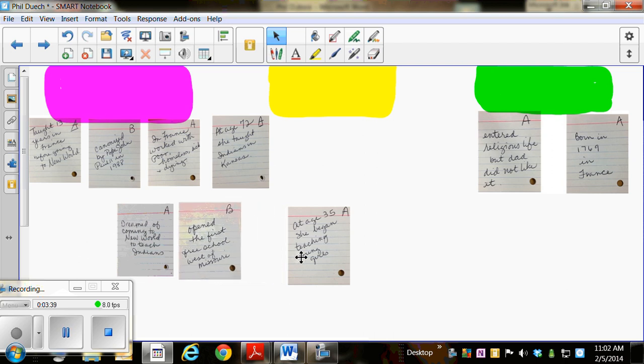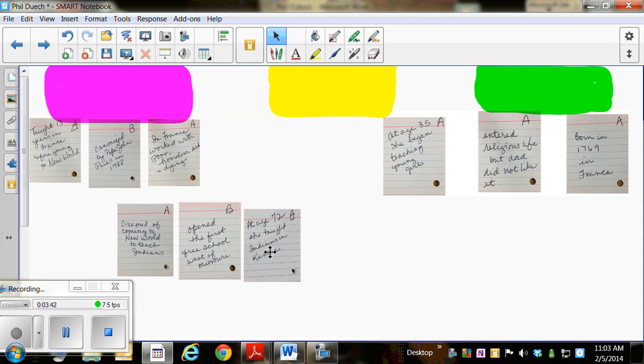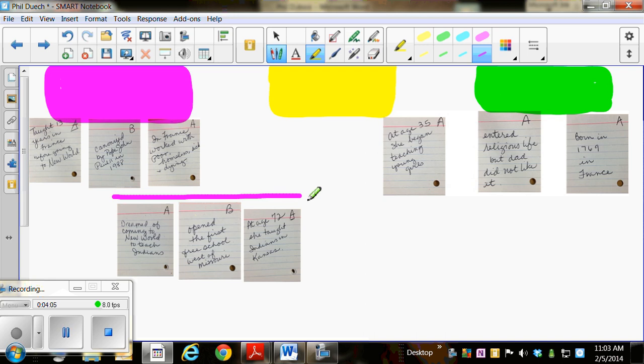Gosh, she was able to do that. But you know what? At age 72, she taught Indians. So here she dreamed about it. She did get to open a school west of Missouri. And at age 72, she taught Indians in Kansas. I could almost put these 3 together and make a generalization. And my opinion about these things is that she made sure her dreams came true, or she worked hard to make sure her dreams came true.